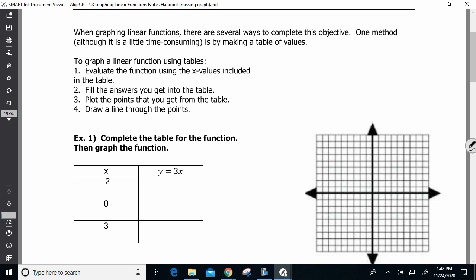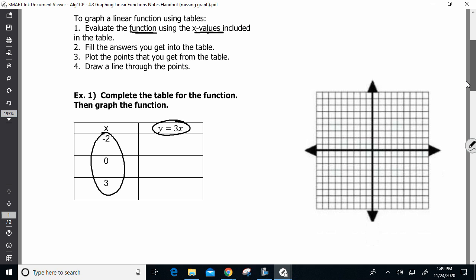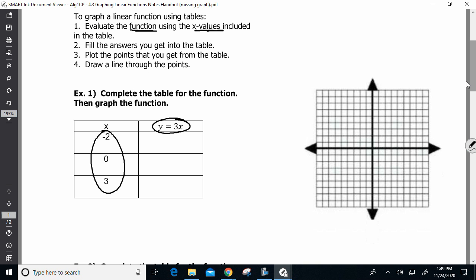First step, evaluate the function using the x values included in the table. You will get a function and a set of x values. You evaluate the function with those x values. For example, number 1, you're given your function and your x values. You're going to take each one and plug it in the function.